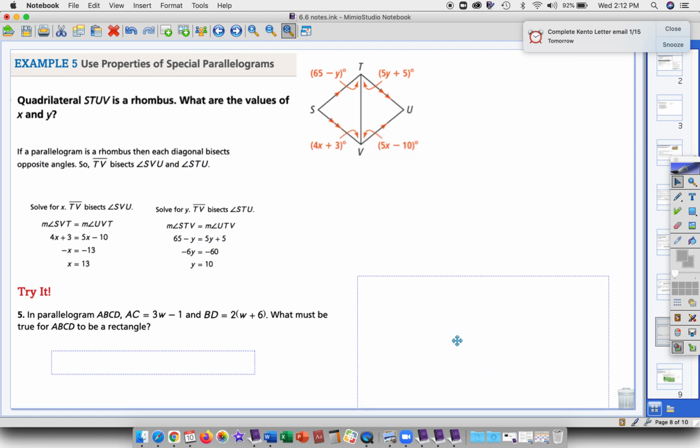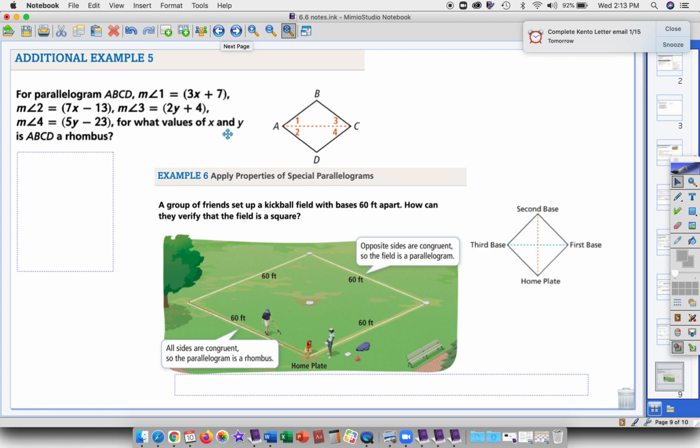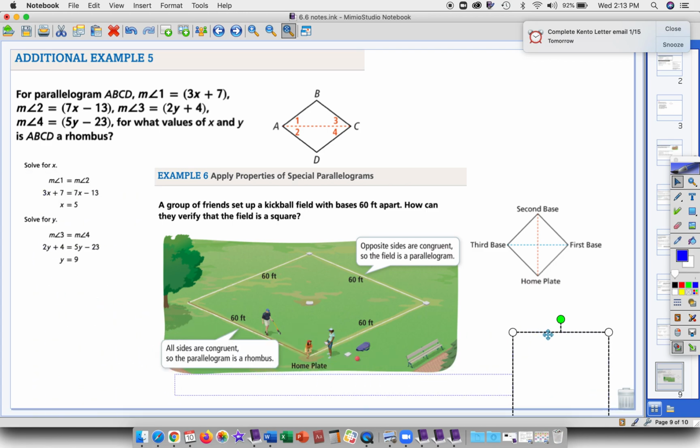Okay, hopefully for this one you got 13 and 10. If you need to, pause the video and go through the solutions. For try it number 5, w would need to equal 13. If you need to ask about that in class, then please do. For additional example 5, we want this figure to be a rhombus, which means x has to equal 5 and y has to equal 9. Again, pause the video and go through the solution if you need to.